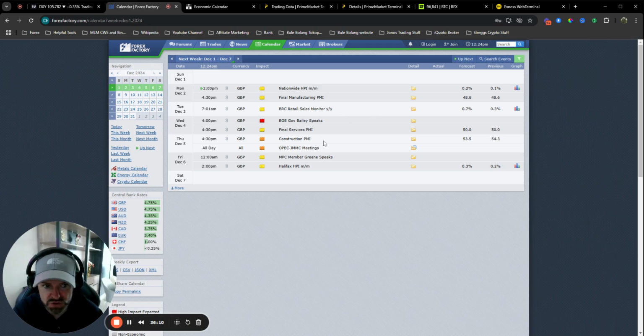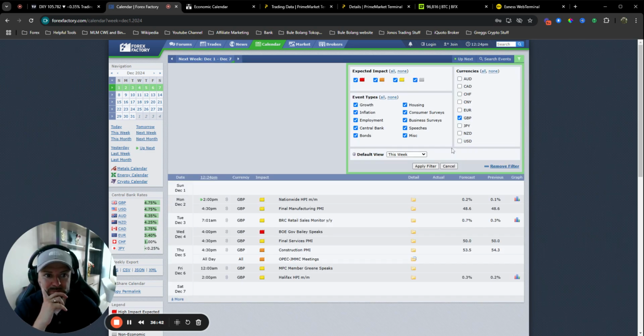So far, it remains strong for me because look at the last numbers: 48.6, which is not good, right? But they are anticipating an increase. The last one was 50, so that's bullish. 54.3, bullish. They're anticipating a slight decrease. However, it's still above 50, right? So that's bullish. So pound for me is still strong for now, guys. But let's see what we get next week.